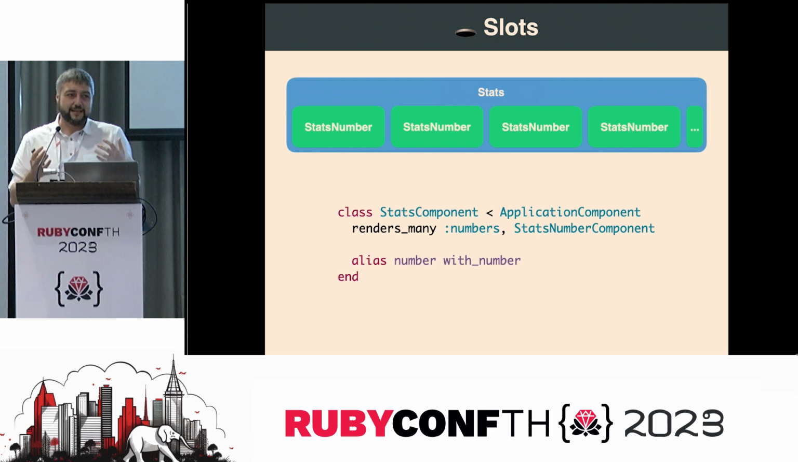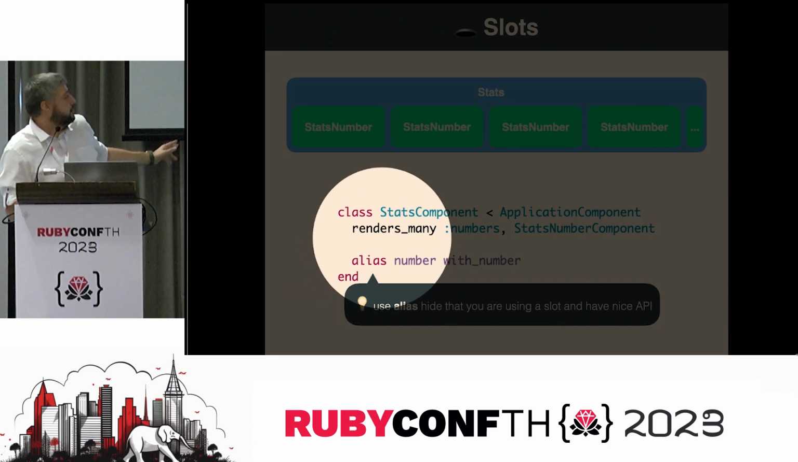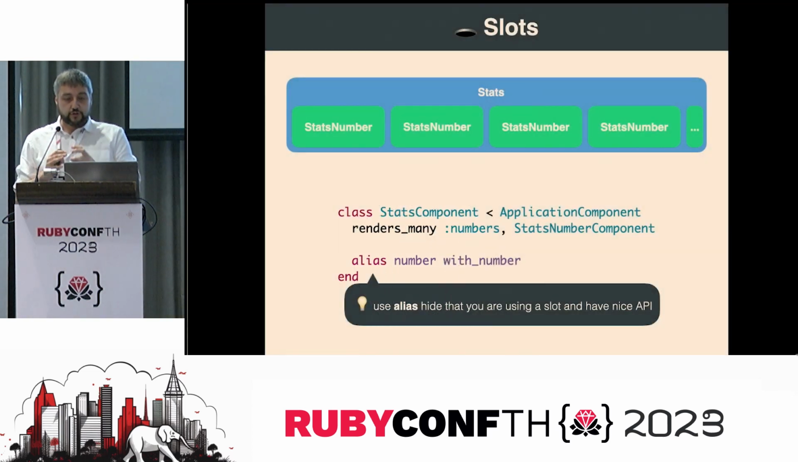I naturally don't say give me stats with number. For me, it's easier to just say number. So what I do here is I have this alias, number, with number. A lot of the times when I use those slots, I do an alias just to make the API a bit better. And also I can switch between using slot to using something else. This gives me some flexibility, like I try to hide this UI.